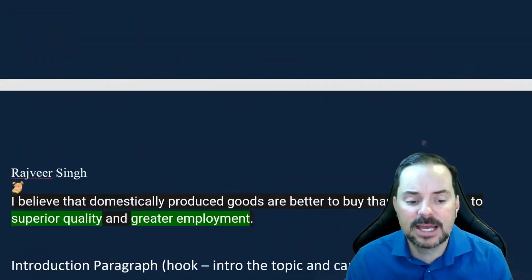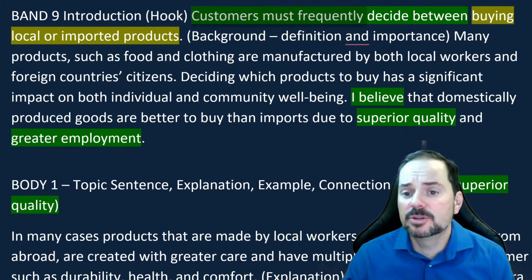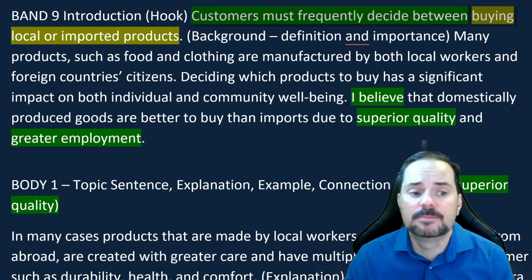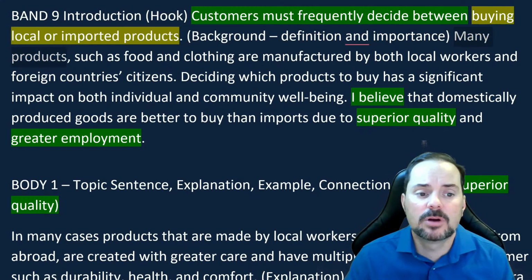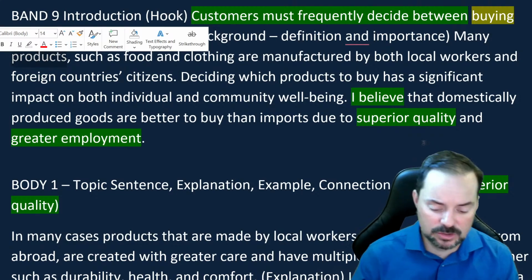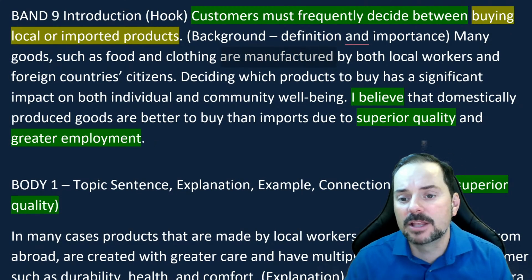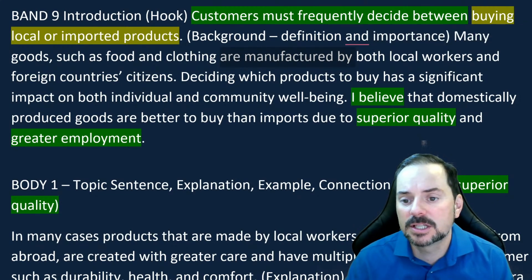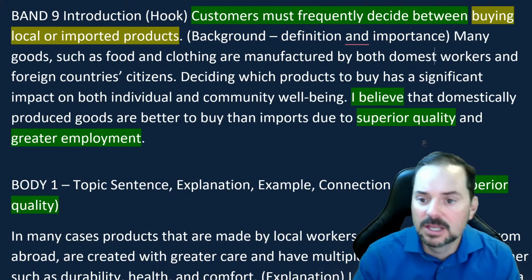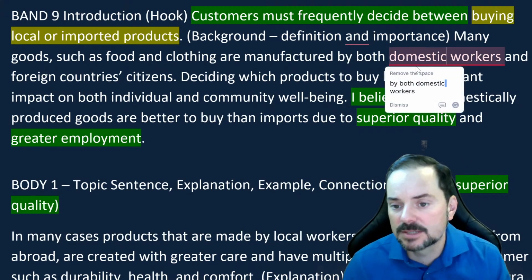Lots of great planning. And then, customers must frequently decide between buying local or imported products. Many products, let's change products here to goods. Many goods such as food and clothing are manufactured by both local workers and foreign country citizens. Let's change this to domestic. I'm doing this to avoid repetition in nearby sentences.